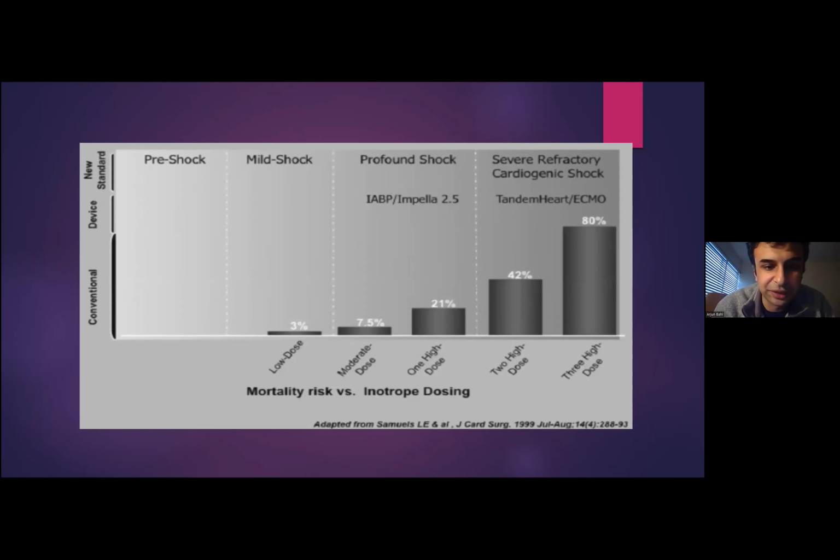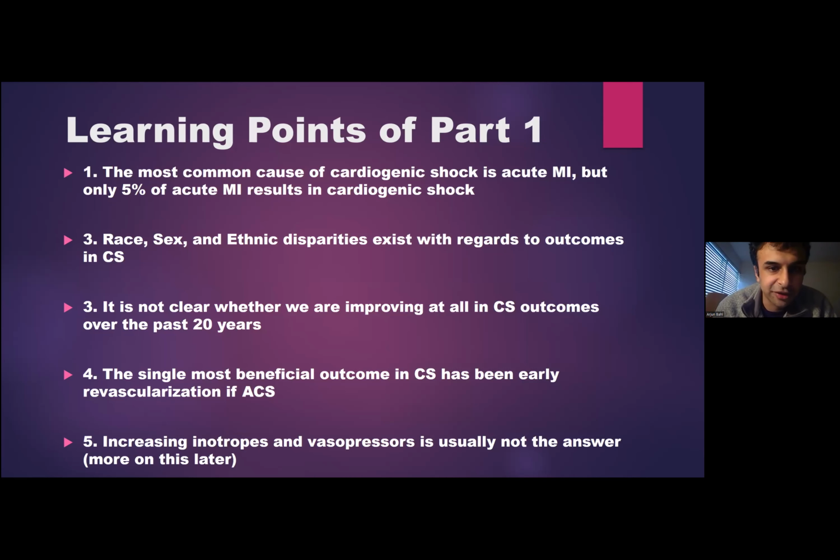And then this is another point that I'm going to belabor a few times, which is the mortality related to inotrope use. I'll talk about that again more later, but I want to introduce the concept that mortality definitely increases with the number of inotropes. They're used a lot, but there's really no data that says that increasing inotropes improves mortality. Now, it's really hard to interpret these studies because people who are on more inotropes are going to be sicker. But it does come into play when you talk about other potential therapies, including mechanical support, which I'll get to. Okay, so learning points of part one: the most common cause of cardiogenic shock is acute MI. We talked about the racial, sex, and ethnic disparities that exist in the outcomes, the trends, the use of early revascularization, and then the problematic nature of inotropes.